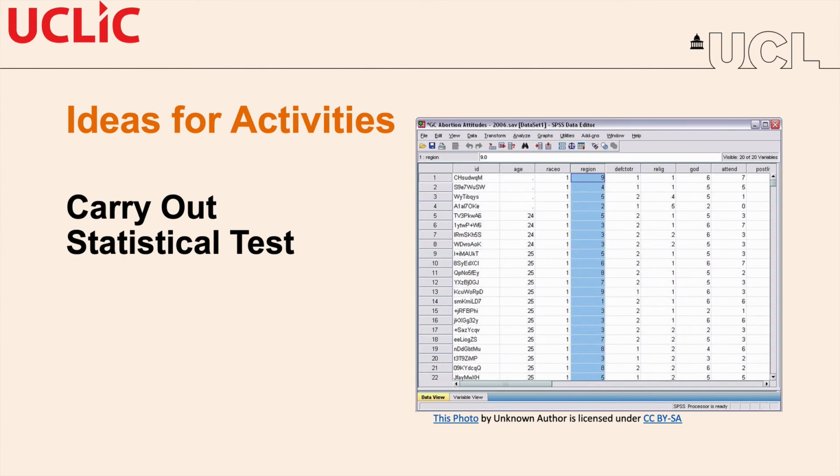Idea number 5, just 2 to go now. Carry out a statistical test. If your subject area involves inferential statistics or descriptive statistics, get them to go and do something using a software tool like SPSS. They can then come back and share that data with the rest of the class.